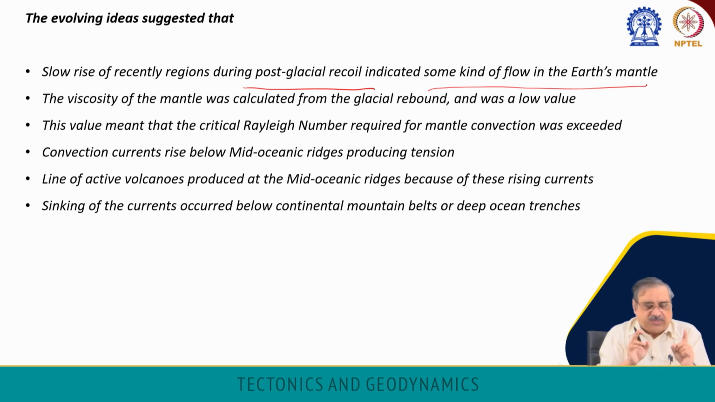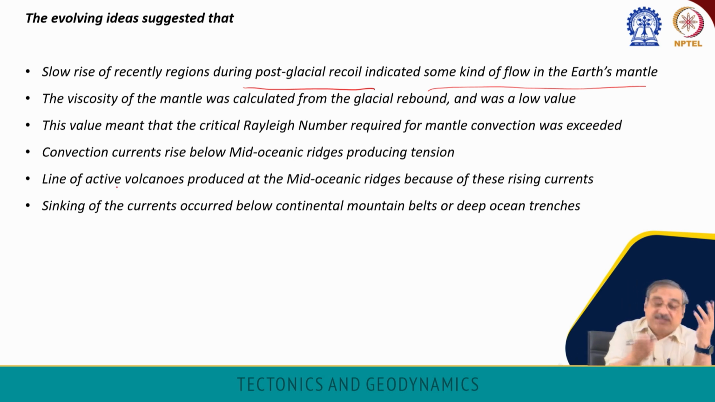Now, if the mantle could flow, that means the viscosity of the mantle, which you can calculate from that glacial rebound, was a much lower value. And it meant that according to the Rayleigh criterion, if you exceed the critical Rayleigh number, then the system will begin to convect. And indeed, for the mantle, it indicated that probably that number would be exceeded, and therefore the mantle would be expected to convect.